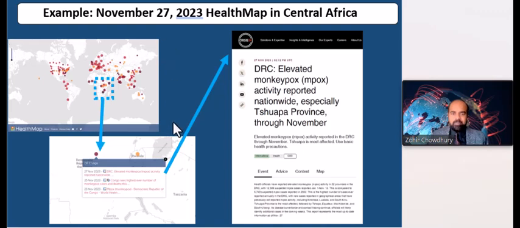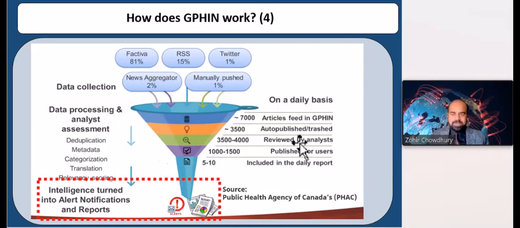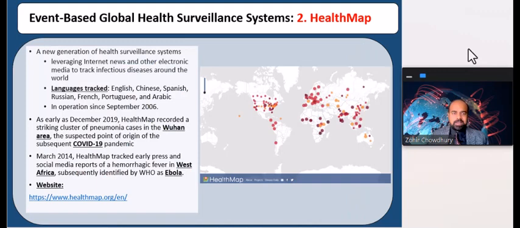So this is actually the health... I apologize. So I actually skipped the slide. So this is the summary for GPHIN. And in here, you can see HealthMap, which is a second type of event-based global health surveillance system. And this is more visual and actually public, accessible to the public. You don't have to subscribe to a user account in order to access this information, although you can also have a user account, but you can get additional in-depth information.